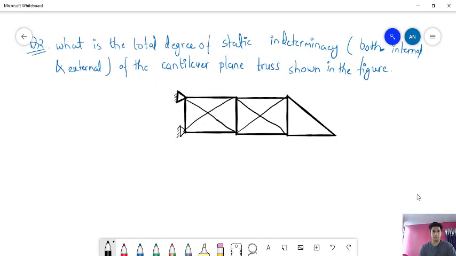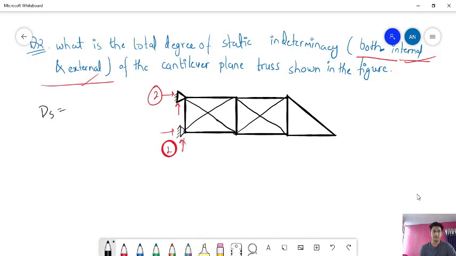Now the second question says: what is the total degree of static indeterminacy, both internal and external, of the cantilever plane truss shown in the figure. So this is a truss, and these are the supports. You need to understand the question, that both have to be calculated, so you cannot go directly. You need to first calculate internal and external, both you have to show. Here the reactions will be one vertical and one horizontal, so 2 reactions here, 2 reactions here.